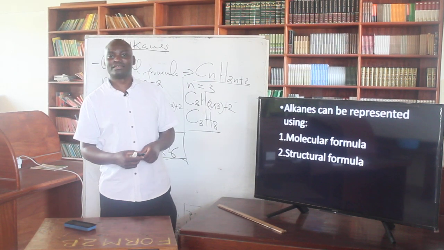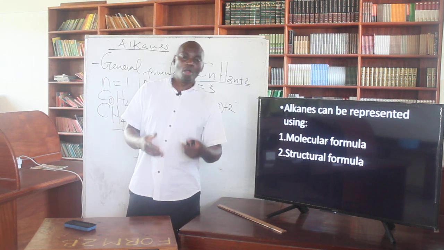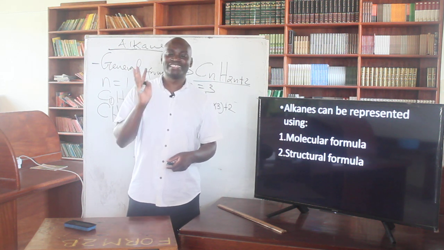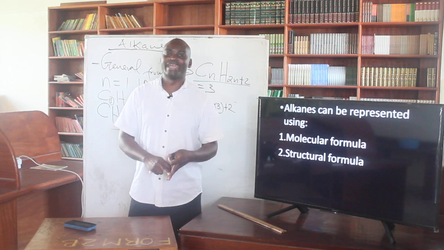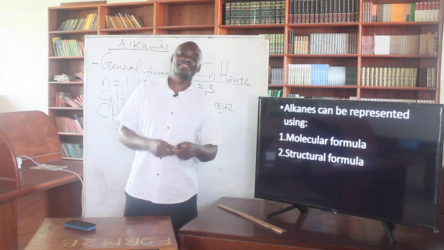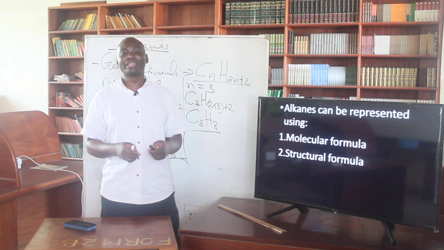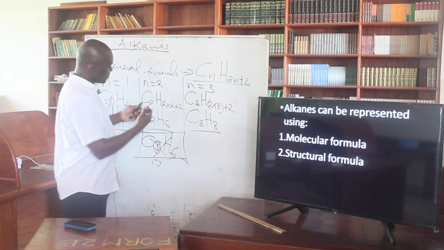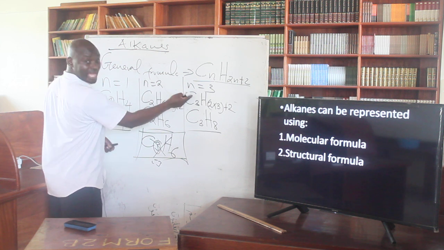Yes, welcome back. We are still moving on with hydrocarbons, which I've said are compounds made up of carbon and hydrogen. We concluded that there are classes: alkanes, alkenes, alkynes, and they have a general formula. The first one that we are dealing with here is alkanes. Alkanes have a general formula of CnH2n+2. We have given examples where n is equal to 1, where n is equal to 2, and where n is equal to 3.